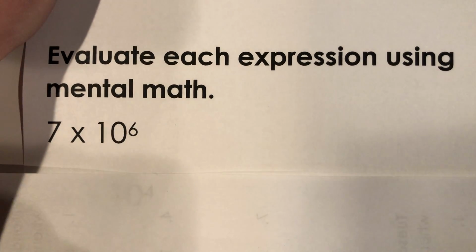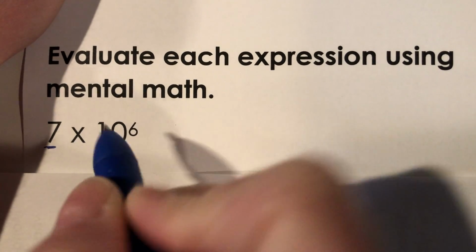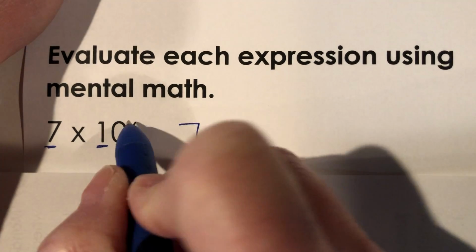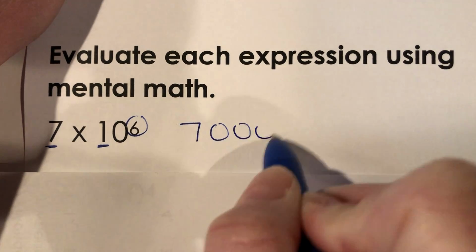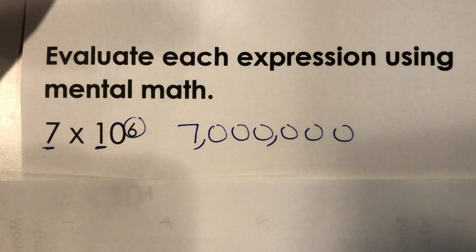So we're solving this. All right, 7 times 10 to the 6th power. I can do 7 times 1, which is 7. And this 6 means I have 1, 2, 3, 4, 5, 6 zeros, giving me an answer of 7 million.